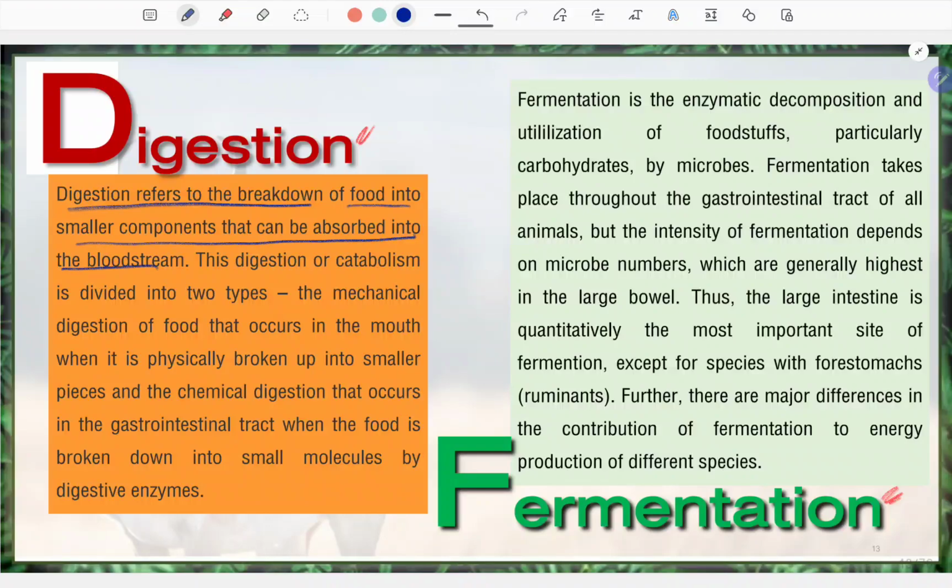Digestion uses enzymes for digesting. The enzymes come from the body of the animal, from the host animal.